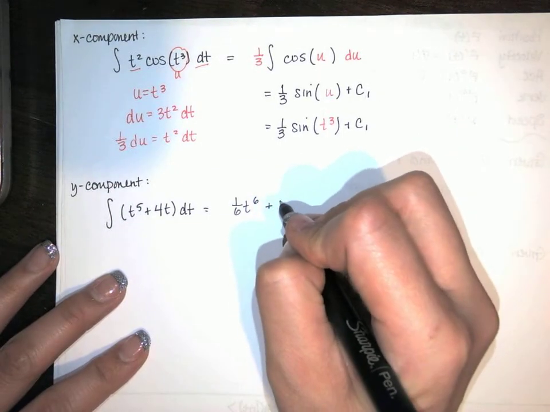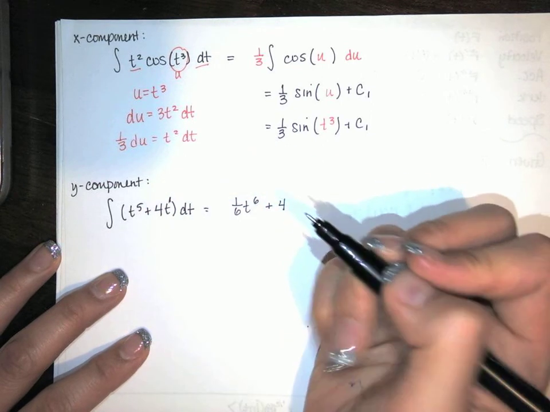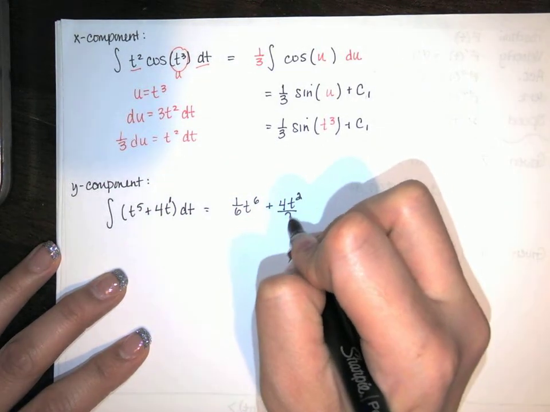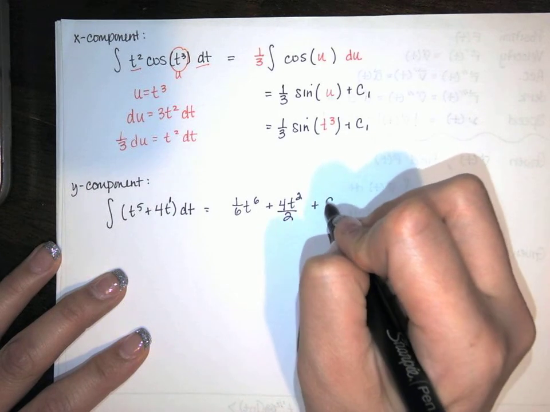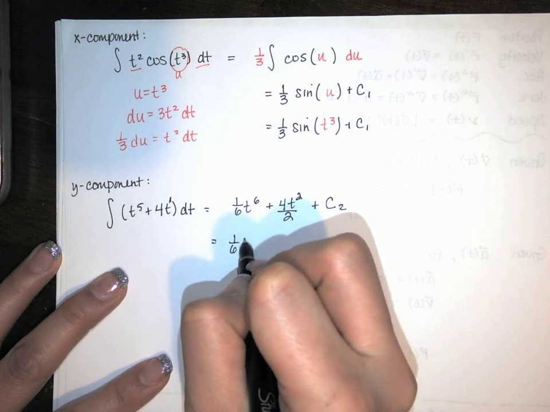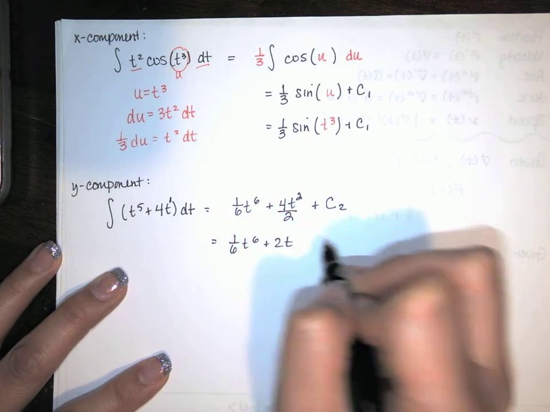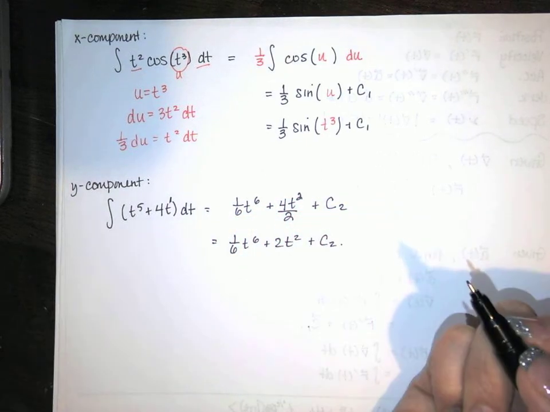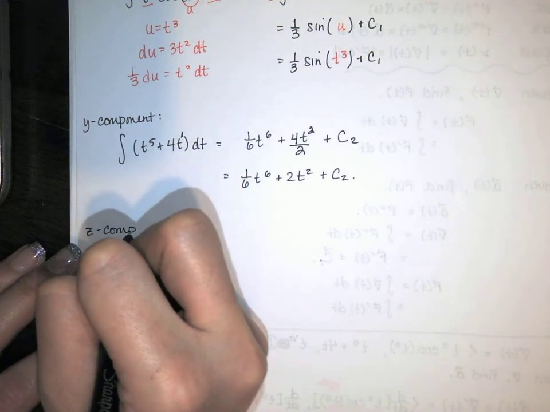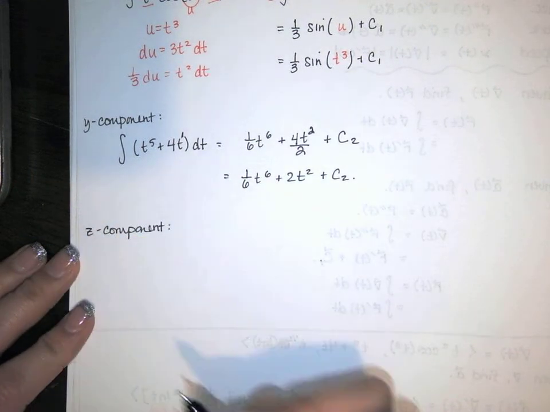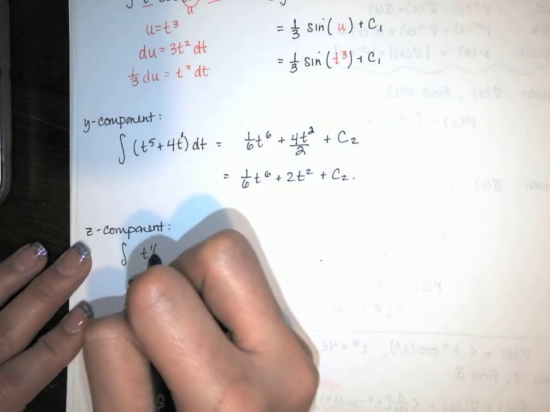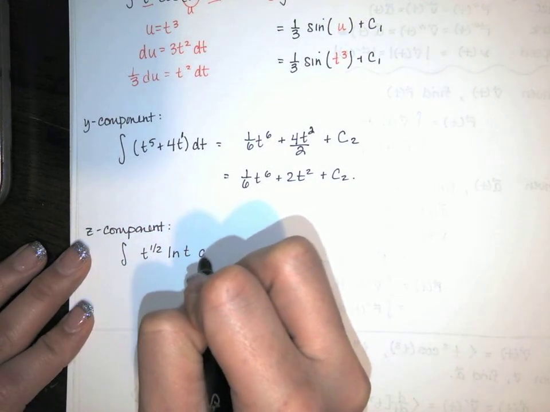Then I bring the 4 down. There's an implied 1 there. Add 1 to the exponent. Whoops. Divide by the new exponent. Don't forget your constant of integration. We've already used c1. Let's call this one c2. So that's our y component. And then our z component is the antiderivative of, I think I had t to the 1/2 and natural log of t dt.